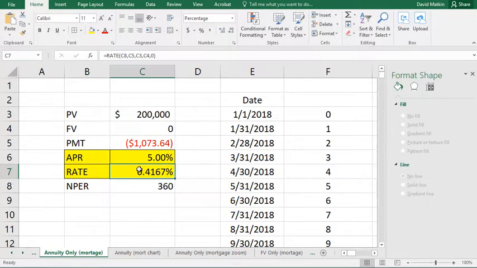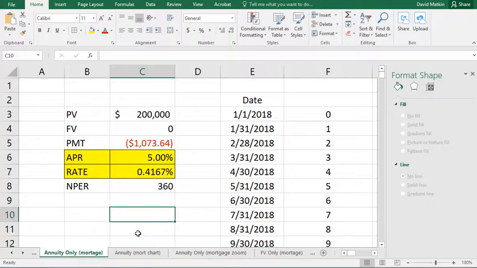And the relationship between this present value and these future values, the zero lump sum as well as the annuity of $1,073.64 every month, account for a relationship of a monthly compounding interest rate of 0.4167%. And an annualized version of that is at an APR of 5%. So that's just the rate times 12 to give us the 5% annual proportion.